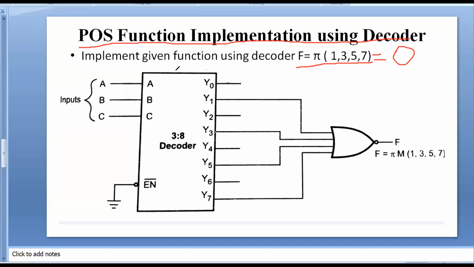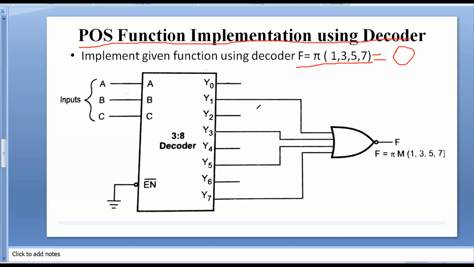Therefore, I have again taken the 3 to 8 decoder. The inputs are A, B, C and the outputs y0 to y7. Whatever the max terms they have given, 1, 3, 5, 7, the lines y1, y3, y5, and y7 are connected to the NOR gate.